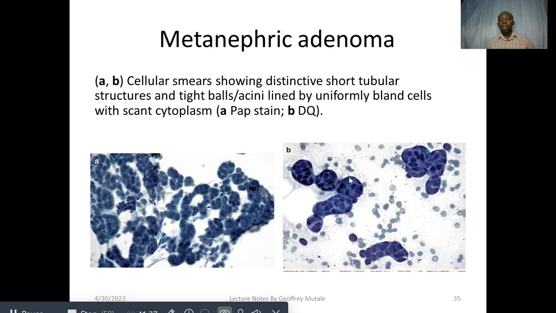These are looking like acini, or they could be tubular. We can appreciate them here being tubular. Here we can also appreciate the morphological appearances.